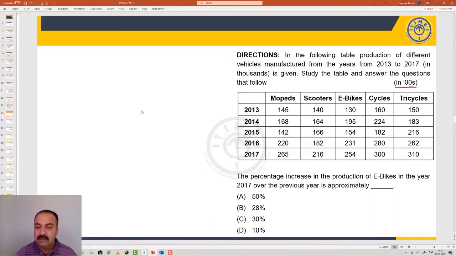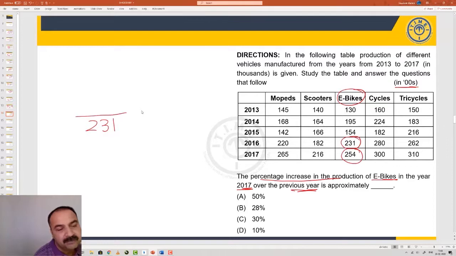Now we want the percentage increase in production of e-bikes in 2017 over the previous year. So for e-bikes in 2017 over the previous year, the previous year is 2016. So 254 is how much growth over the previous value of 231. So the value to be compared is 231. And the growth between these two values, from 231 to 254, is 23. And the question says approximately.